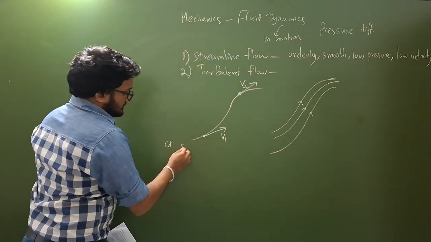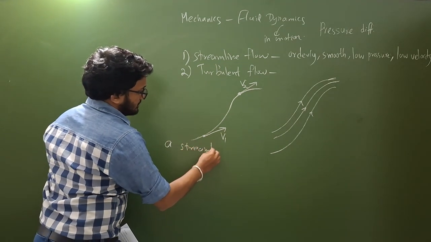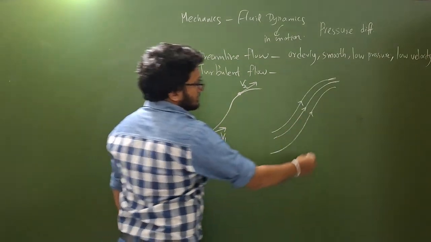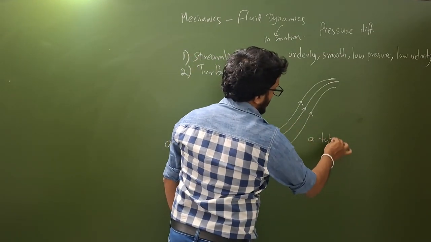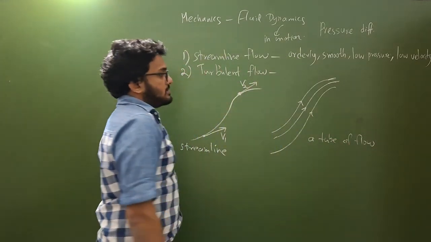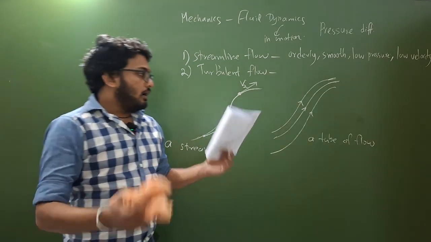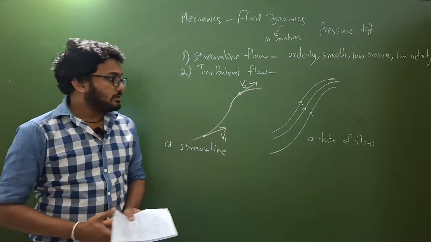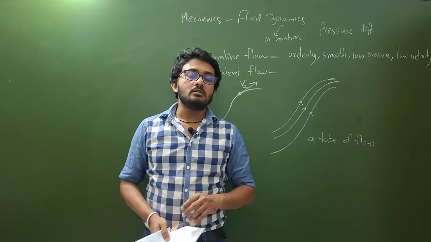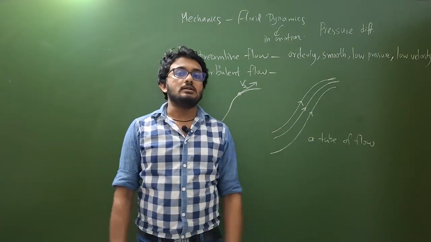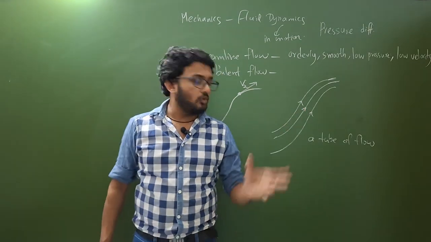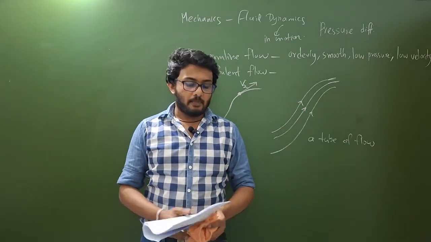This we called a streamline. This is a collection of streamlines. This we call a tube of flow. These are terms that we used to discuss theories in this section. So a tube of flow is actually a confined region or confined set of streamlines. This is just like a tube, a fluid flowing inside a tube.